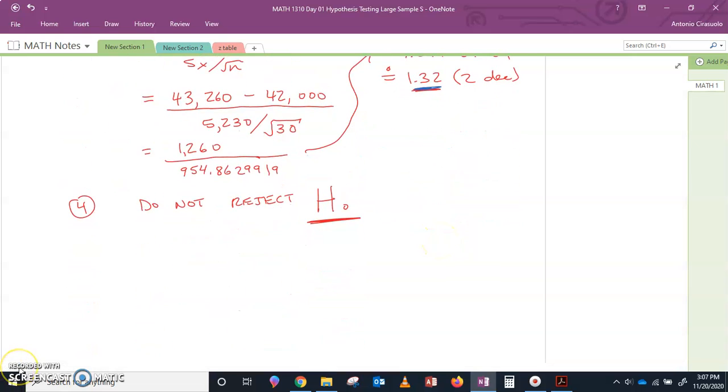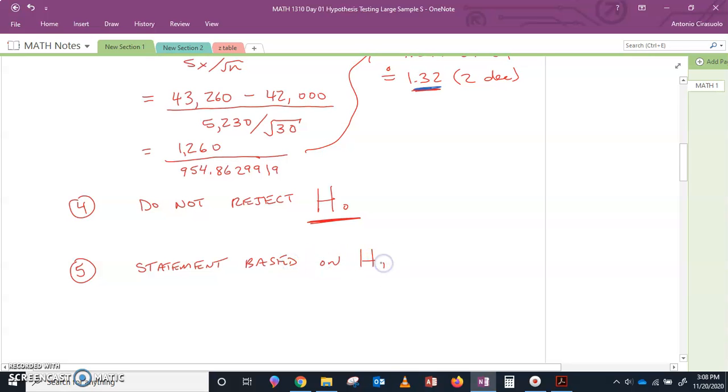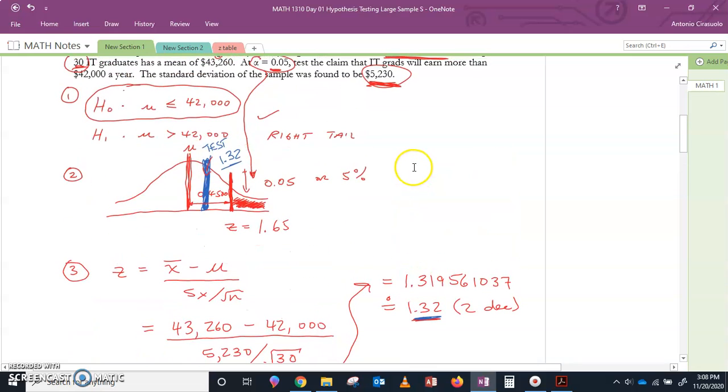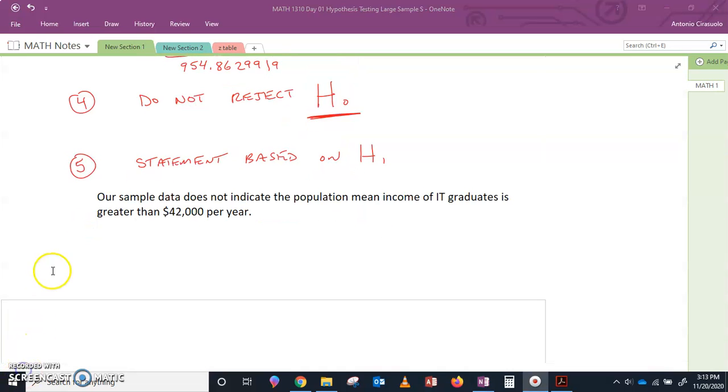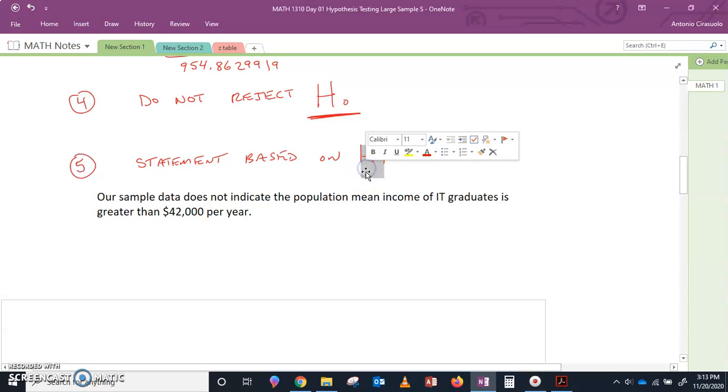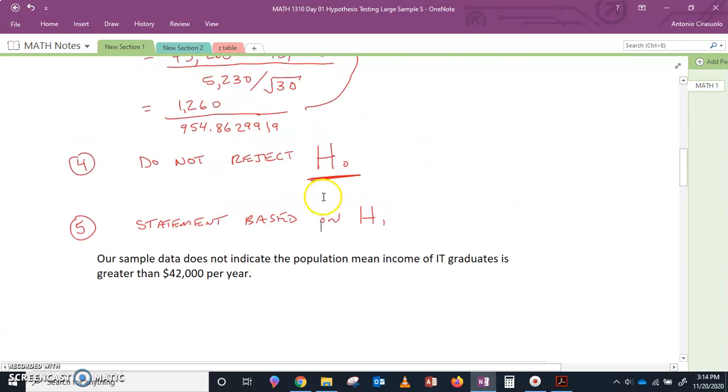And then last, we're going to state our findings, and we're going to make our statement based on our alternative. So we look at our alternative, and it says that the mean is greater than 42,000. So we're going to state the following: our sample data does not indicate the population mean income of IT graduates is greater than $42,000 per year. So you notice that I stated my conclusion based on my alternative hypothesis. Now, with that said, let's recap what the steps were.